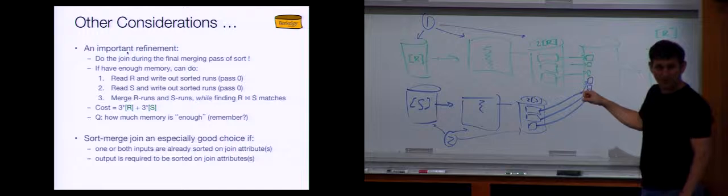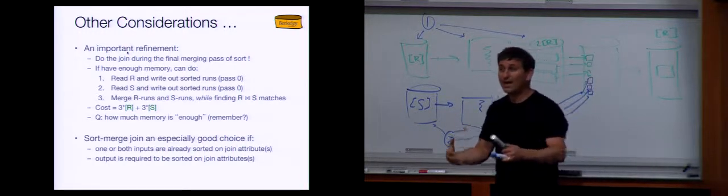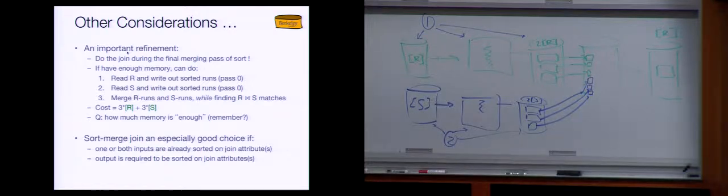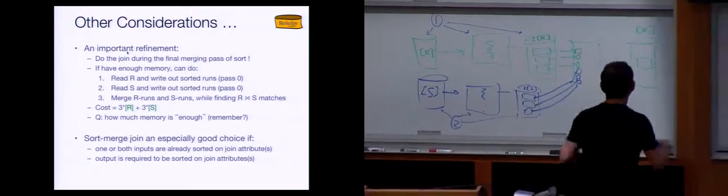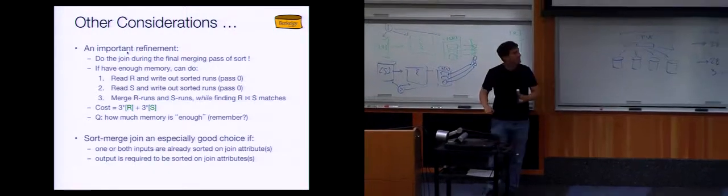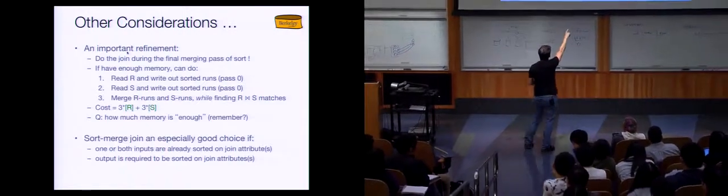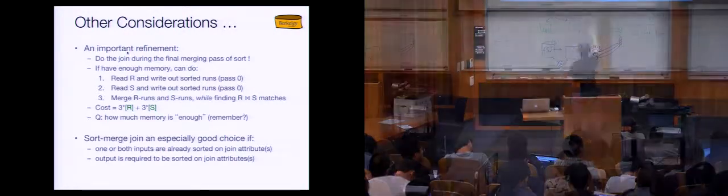Make sense? We just saved ourselves from writing down R, writing down S, and then reading them back to merge them, which is 2 passes of R and 2 passes of S we just saved. So it's a big deal. These are big files, okay? So in this case, if we have enough memory to have buffers for all the partitions of R and all the partitions of S, like this, we read R and write out sorted runs, read S and write out sorted runs, merge them together while finding the matches.